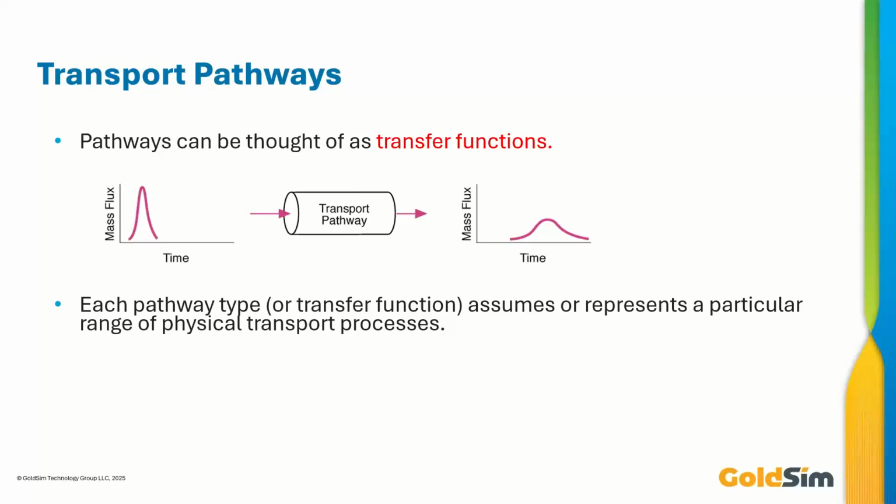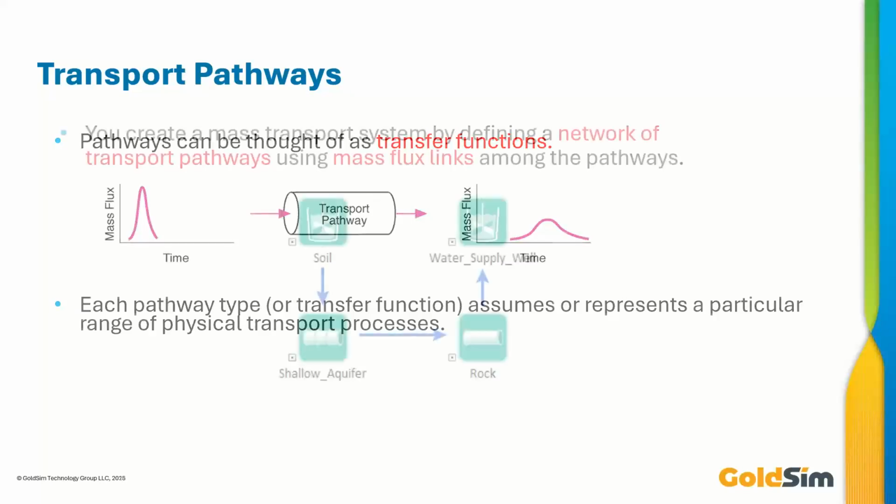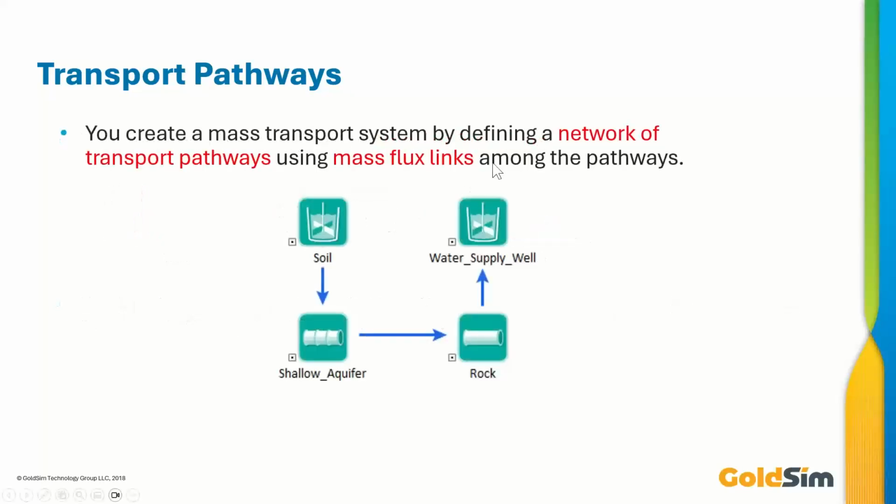And when it leaves the pathway, it's maybe dispersed or decayed, or delayed. And so the transfer pathway is like a transfer function. It takes mass in and it spits mass out. There's a number of different types of transport pathways. You can hook them together. So we're going to hook these transport pathways together by telling GoldSim how mass moves from one transport pathway to the other. In the examples we're going to look at, we're just going to have advection.